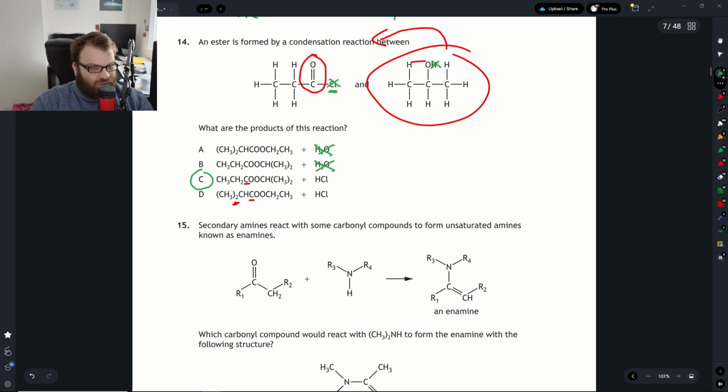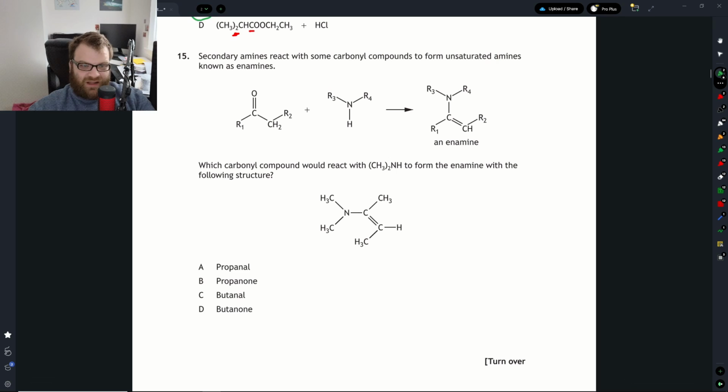So it's not just about what happens, as in hydrogen and chlorine come off and we put them together. It's how they will arrange together and join up as we go through. Here we've got secondary amines forming new chemicals reacting with some carbonyl compounds, and we need to try and follow what's happening going from left to right, and we need to try and figure out which carbonyl compound would react with the chemical given to form this new type of chemical called an N-amine.